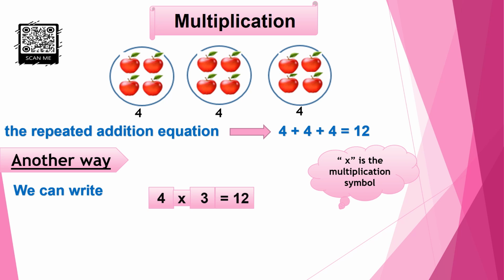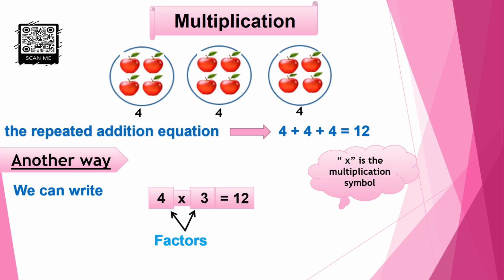We will memorize the tables of multiplication. It's like skip counting. Here I repeated 4 3 times. I can say 4, 8, 12. When I repeat 4 3 times, I got 12. Okay?